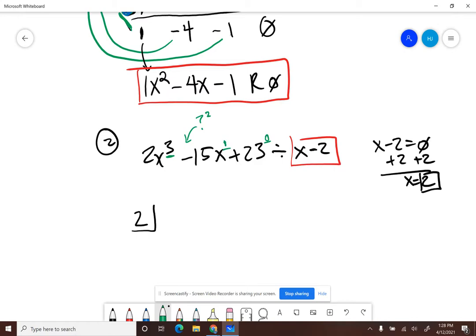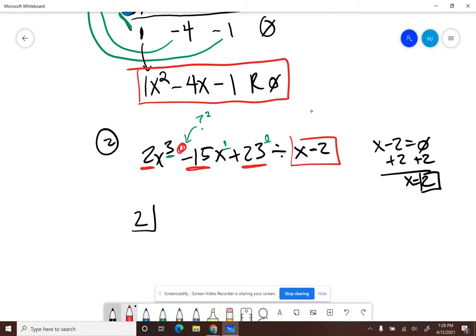So here's what you have to do with synthetic division. This is a little bit different than what we had to do before, but you have to put in a placeholder. All I'm worried about here is the coefficients. I'm worried about the 2, the negative 15, and a positive 23. What can I put here as a placeholder? I don't have any x squared terms. So very simply, my placeholder here would be a 0.